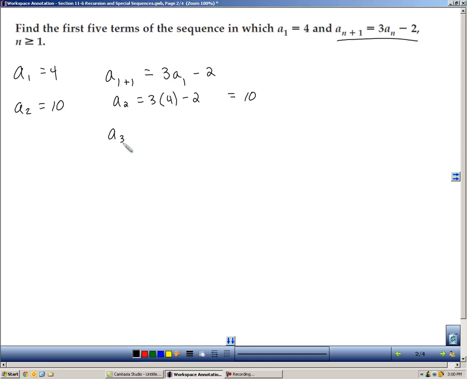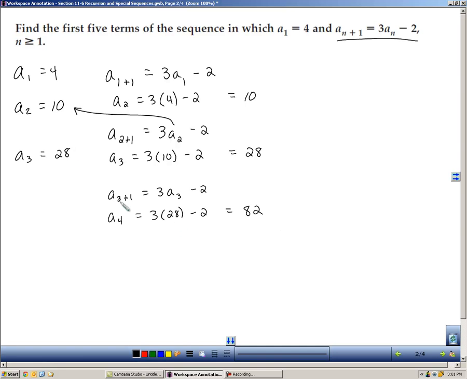Then I'm going to say a sub 3. Actually, let me do it this way: a sub 2 plus 1, because now I'm going to use n of 2, is 3 times a sub 2 minus 2. Plugging those values in, I get the third term of the sequence is 3 times 10, because that's what a sub 2 is, minus 2. And so that's going to be 28. So I know the third term of my sequence is 28.